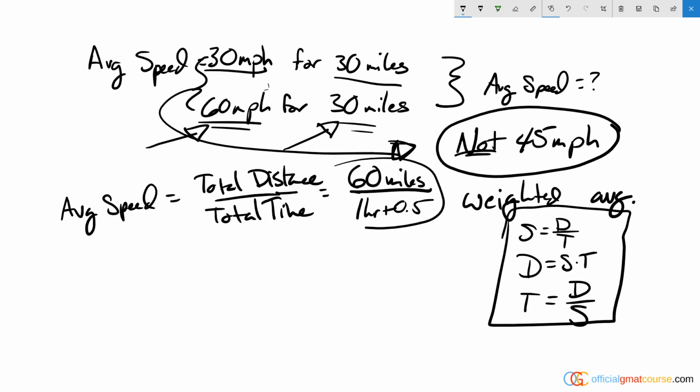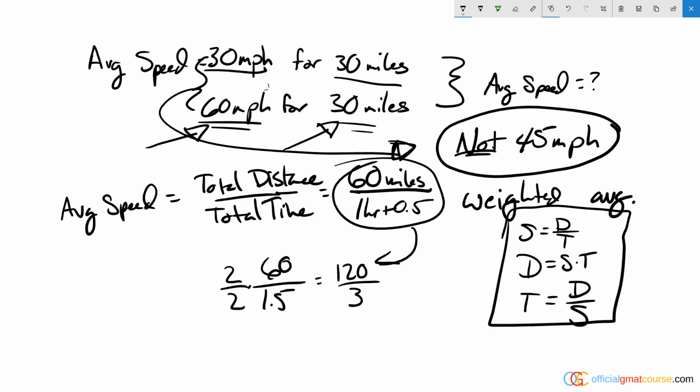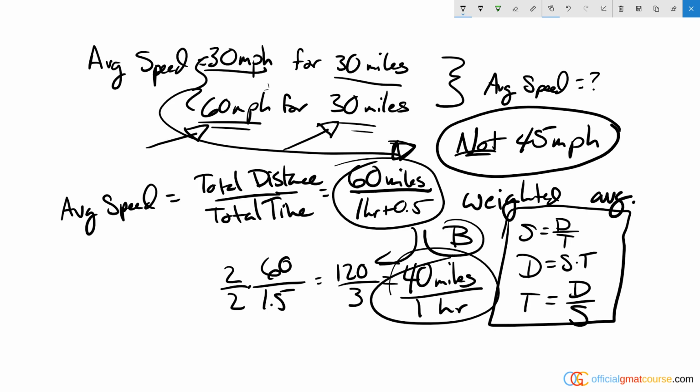So if we look at this fraction and we bring it down, we have 60 over 1.5. And that's the same as if I had 120 over 3, because I can multiply the top and bottom by 2. Now I'm dividing numbers that work really easily together, and I'm going to get 40 out, and that represents 40 miles over 1 hour, or 40 miles per hour. And that is answer choice B.